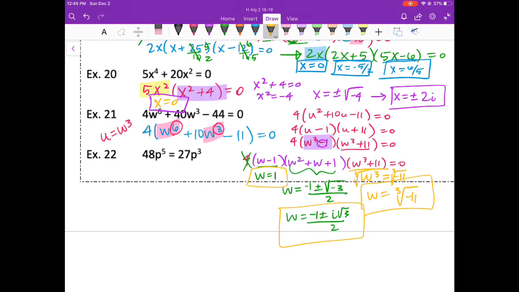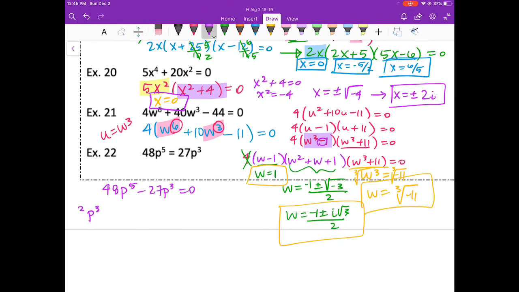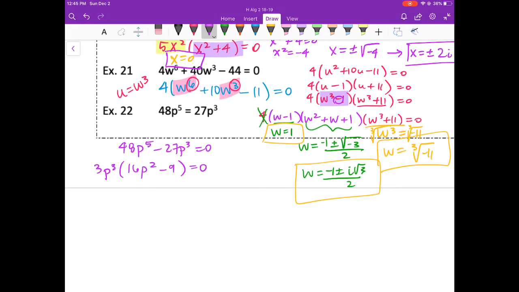Last one, example 22, we want to get 0 on one side first, so we are going to subtract 27p cubed from both sides. So I have 48p to the 5th minus 27p cubed equals 0. We are going to take out a GCF. I can take a p cubed out of both, and 48 and 27 are both divisible by 3. When I do, I'm left with 16p squared minus 9. Hey, 16p squared and 9, those are both perfect squares. So I've got 3p cubed times 4p minus 3 times 4p plus 3 equals 0.